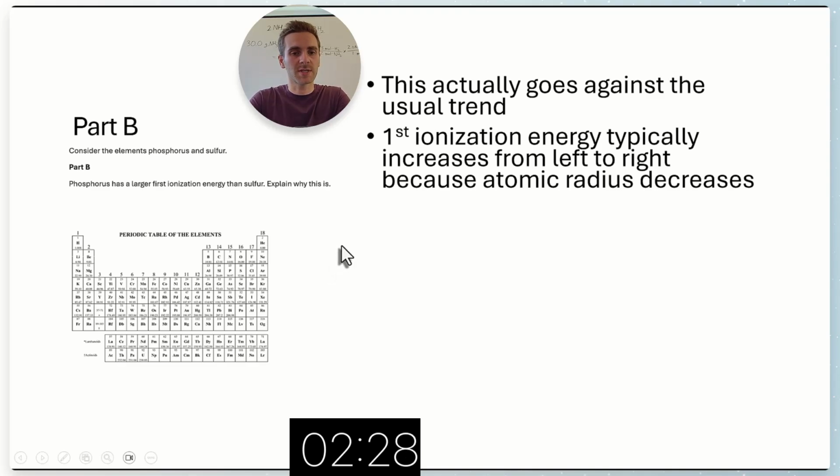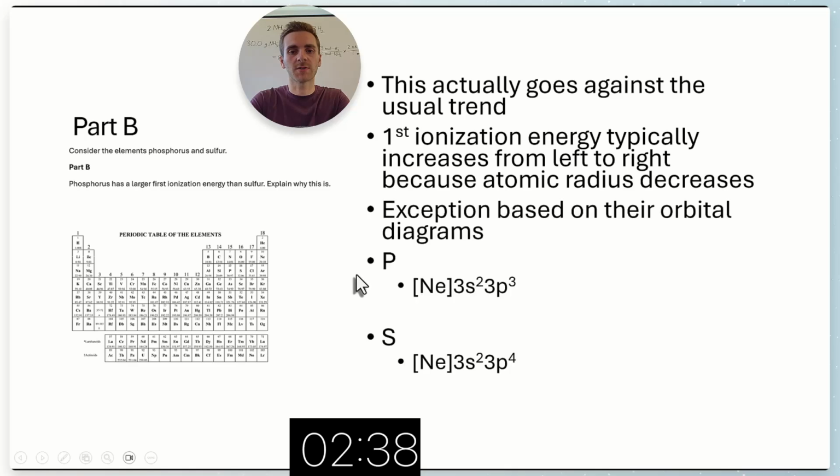But there are a few exceptions. And this is one exception, between phosphorus and sulfur. We would also get a similar thing occurring between nitrogen and oxygen, which are directly above phosphorus and sulfur. We need to consider their electron configurations and orbital diagrams. So these are the electron configurations for phosphorus and sulfur.